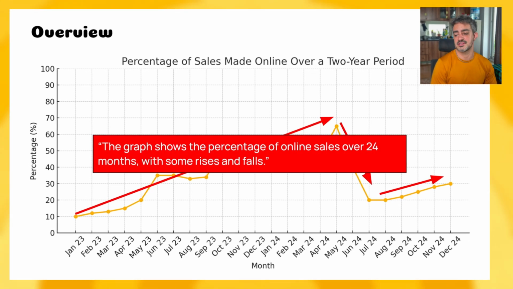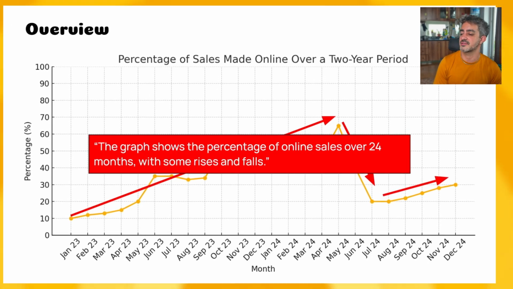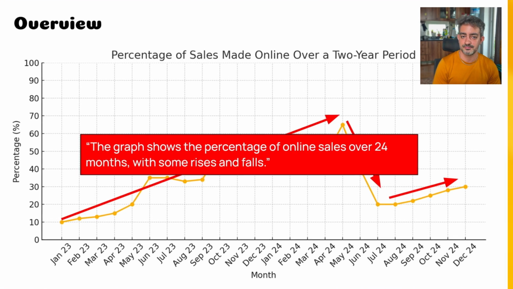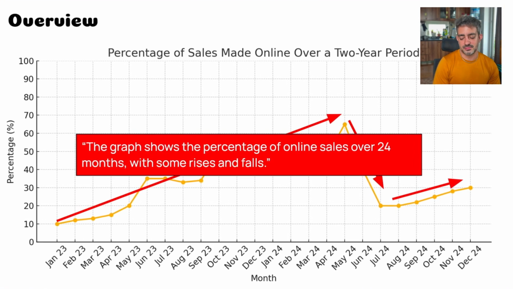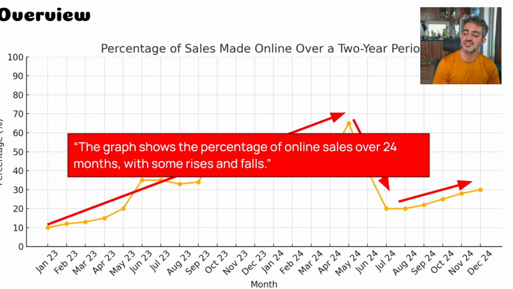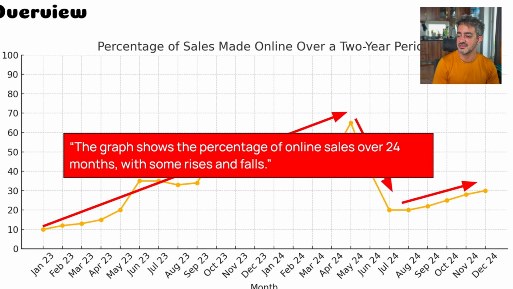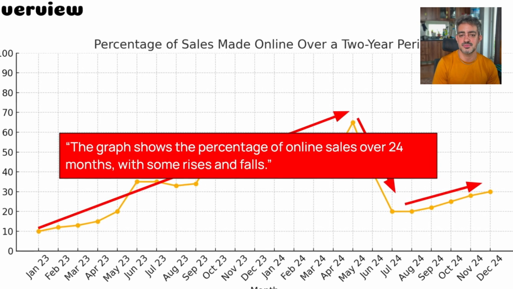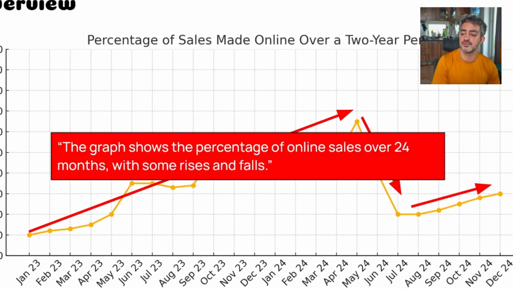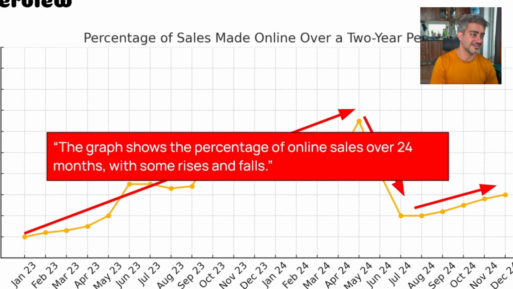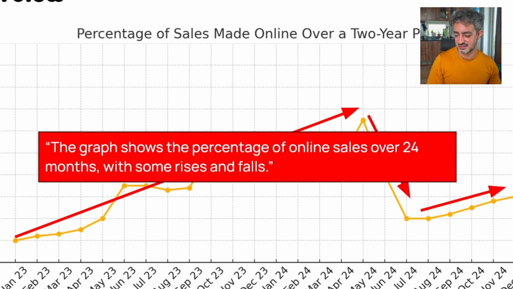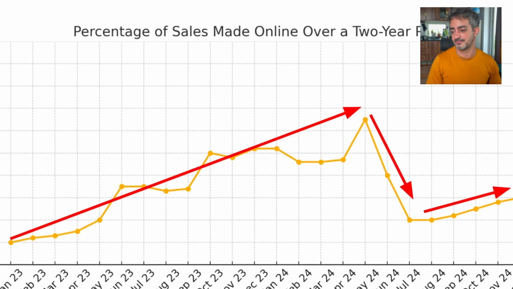So we might write something like this. The graph shows the percentage of online sales over 24 months with some rises and falls. Okay. I have a problem here, though. This is not being very specific. It's not really showing me that you were able to analyze. And also, I think this describes almost any graph. I think we could find some rise and fall anywhere. So we want to be a little more nuanced here. We want to mention some detail.